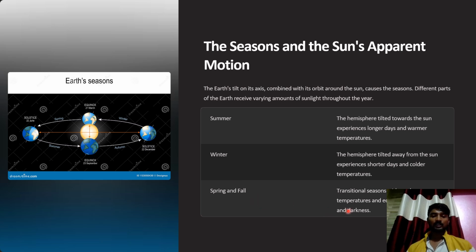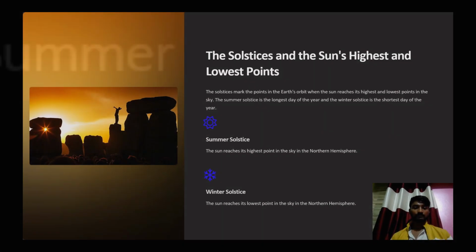In spring and fall, the transitional seasons, the sun and the Earth give normal temperatures across a day and night.